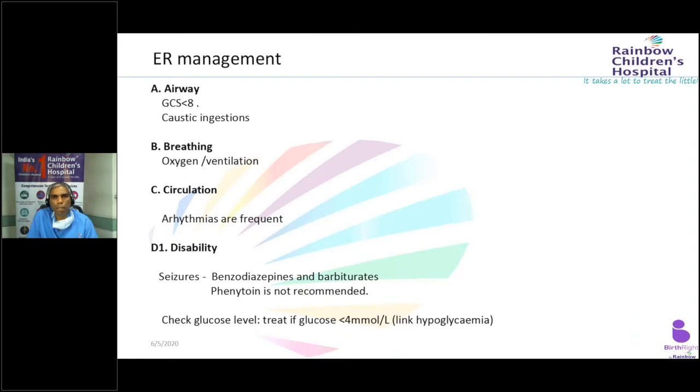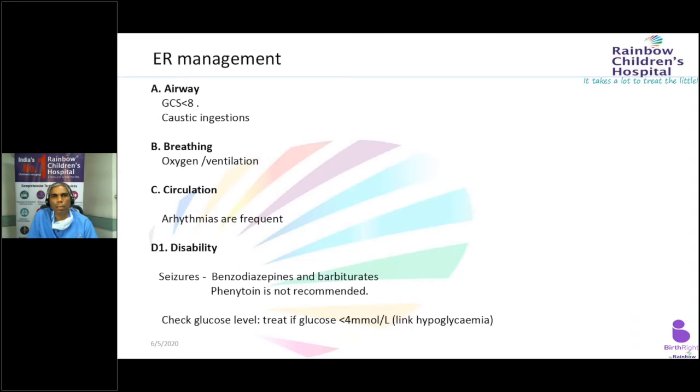And in poisoning, it's quite common that children will have some cardiac arrhythmias. So it's quite important that we take the 12-lead ECG to look for any evidence of arrhythmias. And in terms of disability, the child might be unconscious or agitated, because agitation could be because of a new environment. And the majority of the poisons will give you seizure activity.